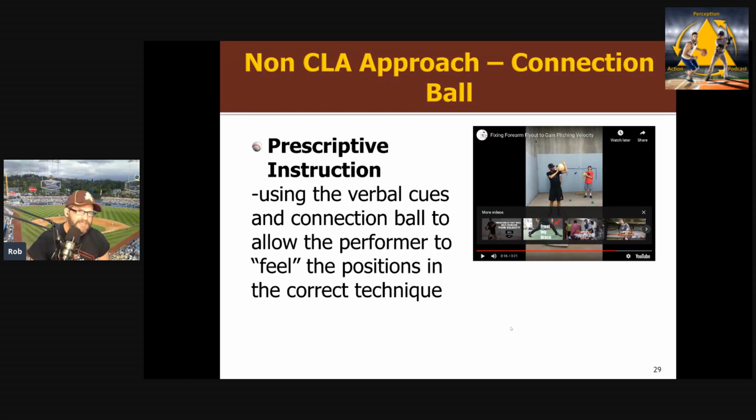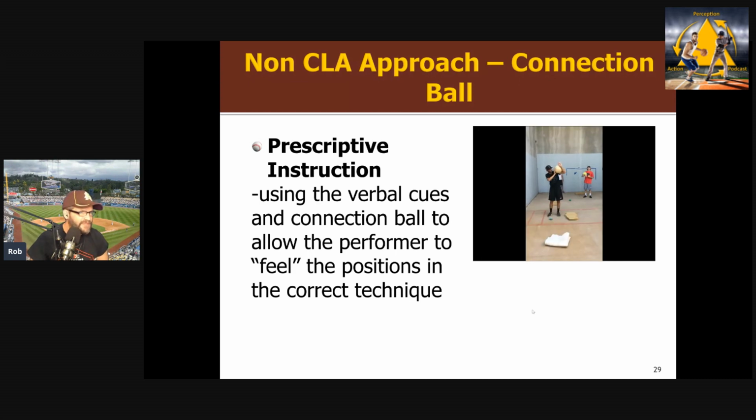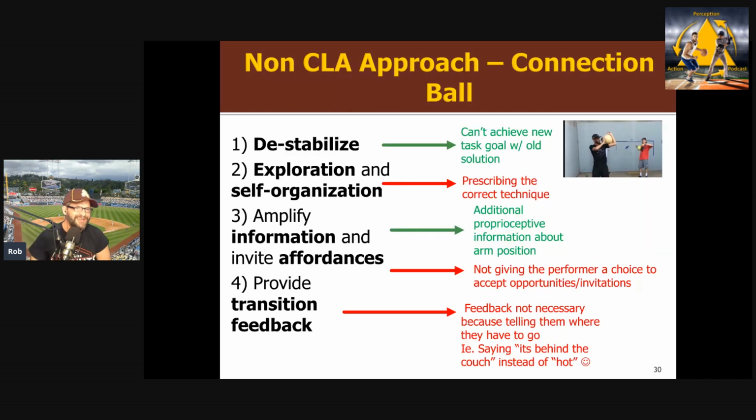And if we analyze this in terms of my four criteria for the CLA, we can see that it's clearly not the CLA. It is destabilizing. In information processing you wouldn't talk about attractors, but if you hold that ball like he wants you to, you can't do it by separating your arms. So we are destabilizing that, I'll give that. Exploration and self-organization, no. The connection ball is not promoting either of those things. It's there to give you the correct technique, help you learn the correct technique.